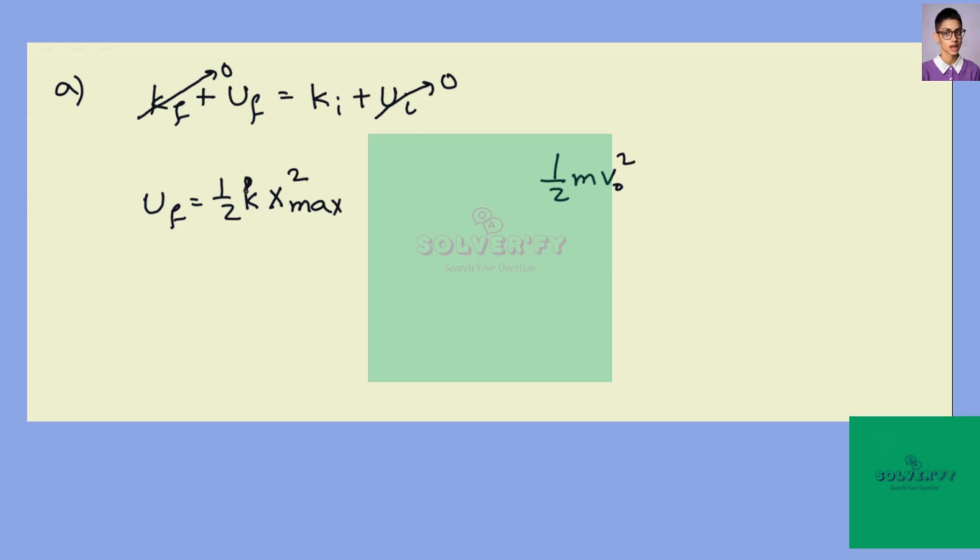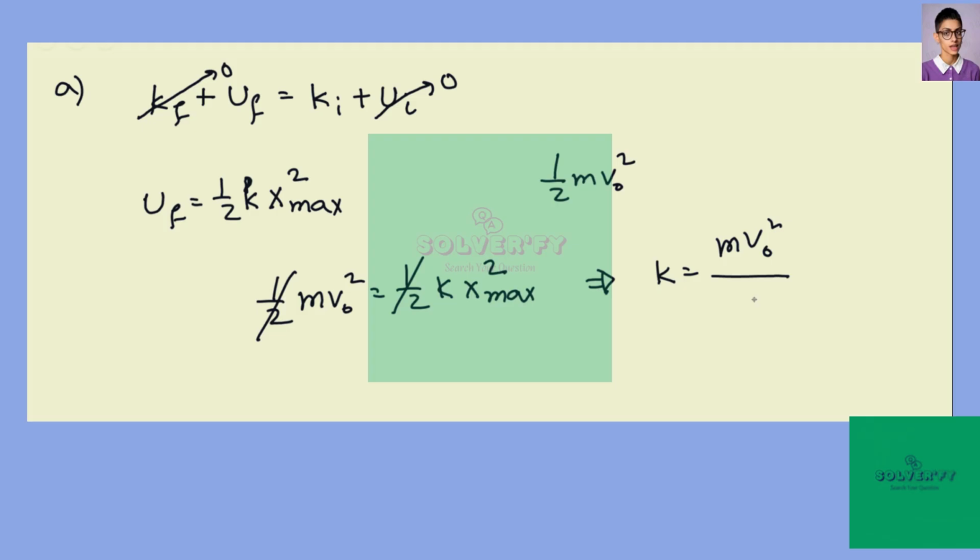So let me make this k a small k so that we don't get confused with the kinetic energy part. So using these two relations, we can set them equal to each other. So half of m v naught squared should be equal to half of k x max squared, and from there, if we get rid of the half, we see k is equal to m v naught squared by x max squared.